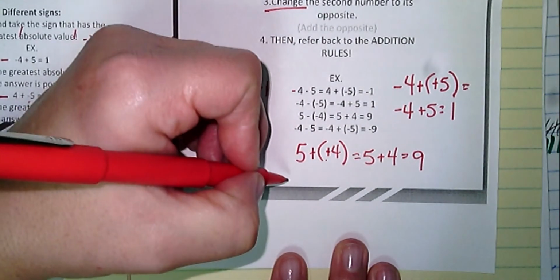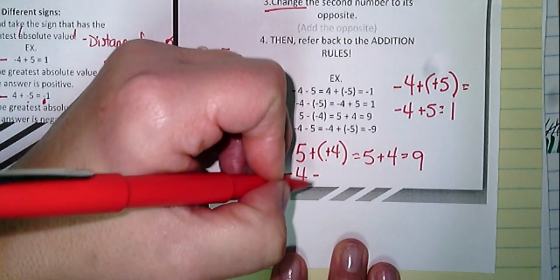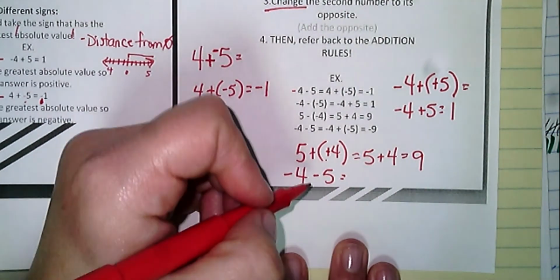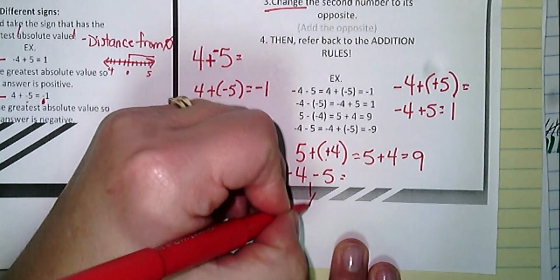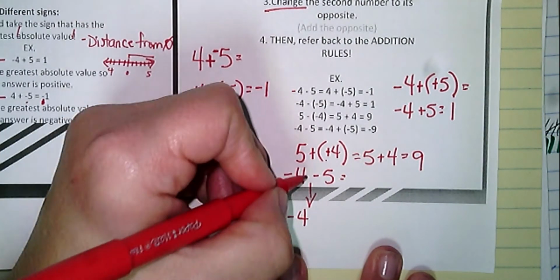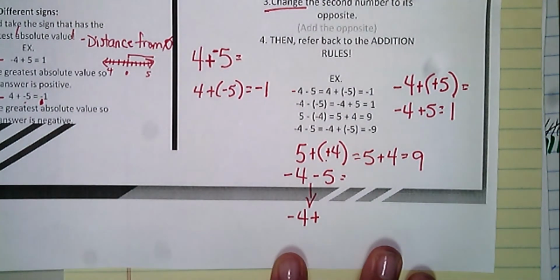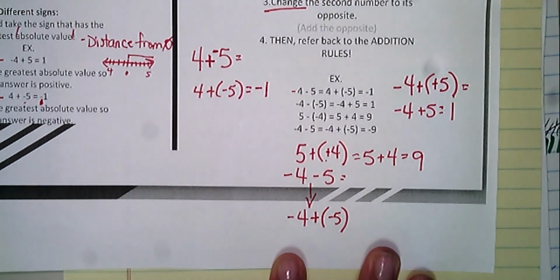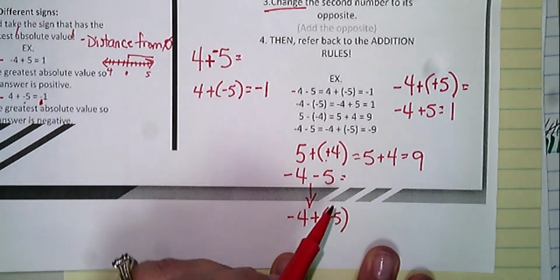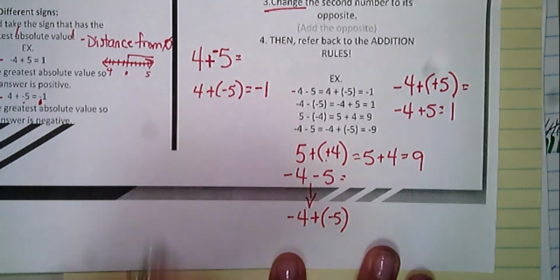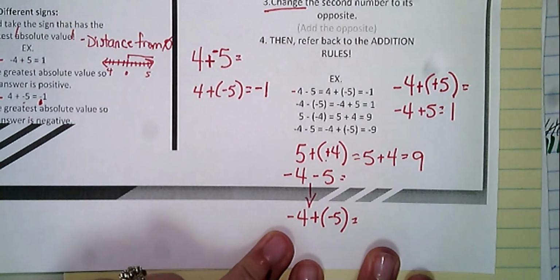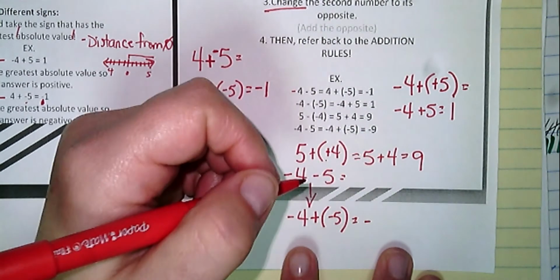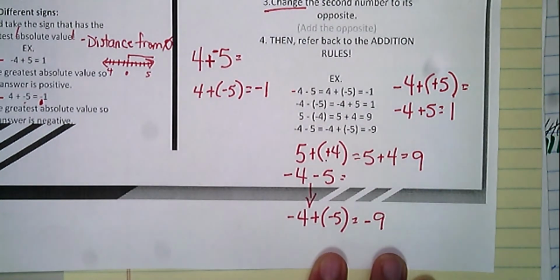Our last example for this is -4 minus 5. Okay, so we do our change. So I'm going to rewrite this actually down here. -4, change the negative to a positive, and change the sign of the second number. So add the opposite. So the opposite of 5 is -5. So now we have -4 plus -5. We have the same signs, so they're both going to be negative. Add them, you have -9.